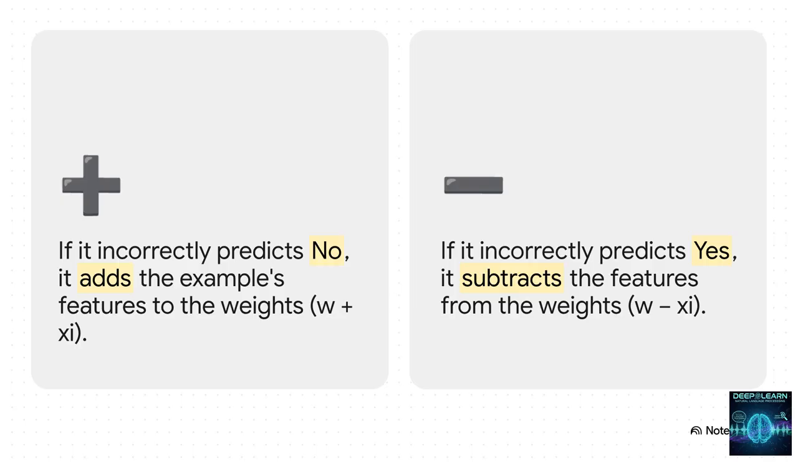for next time. And if it guesses yes when it should have been no, you guessed it. It does the exact opposite. It just nudges the weights in the other direction.